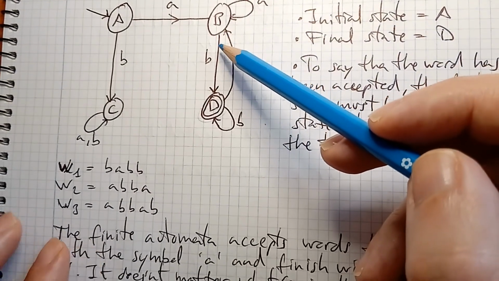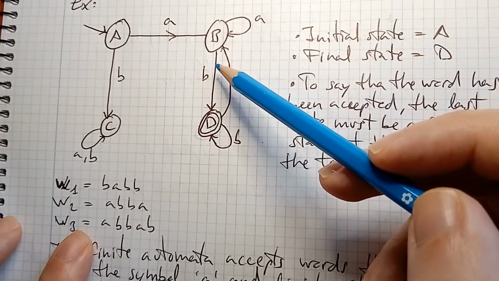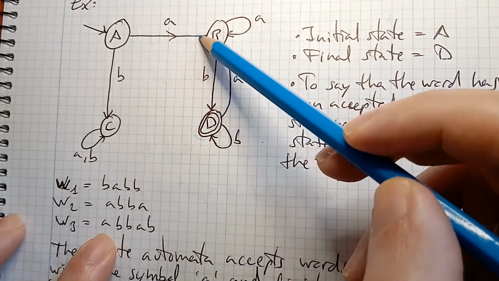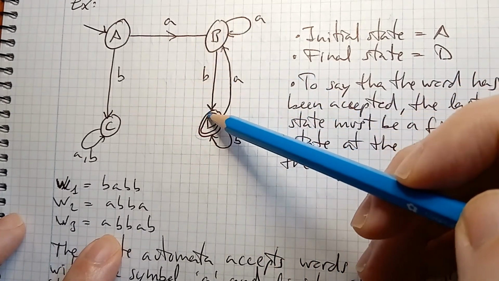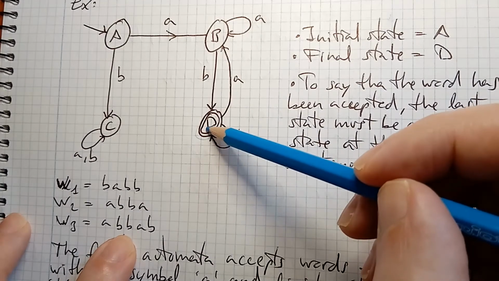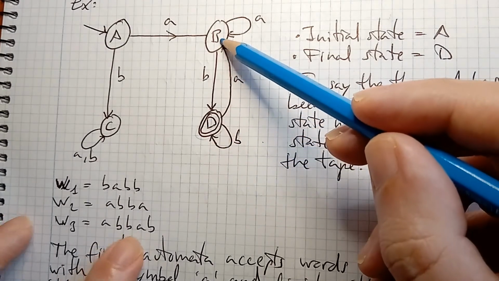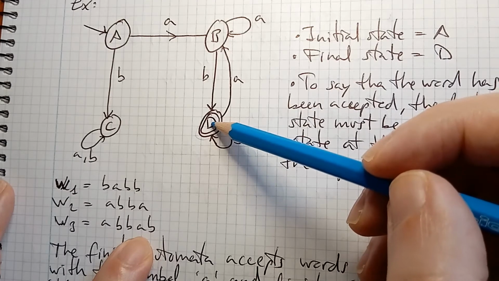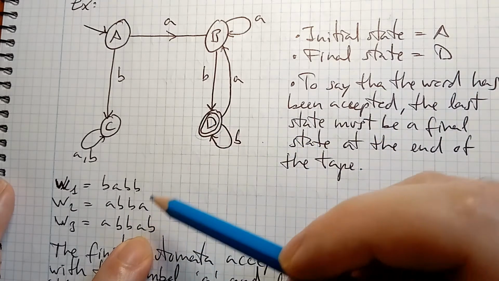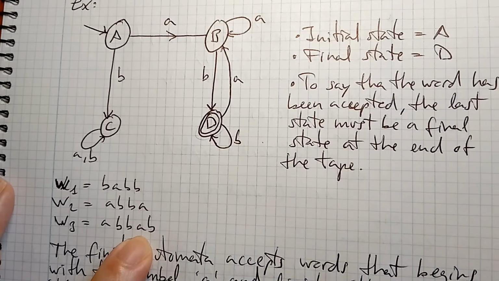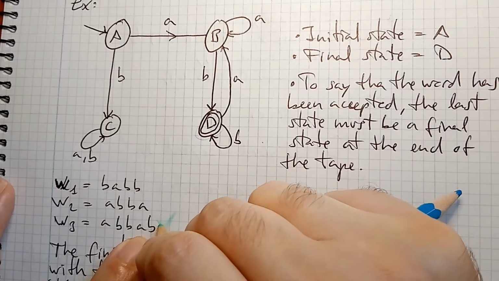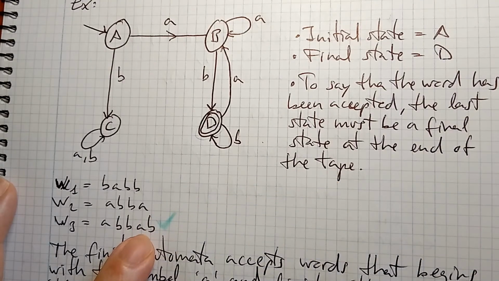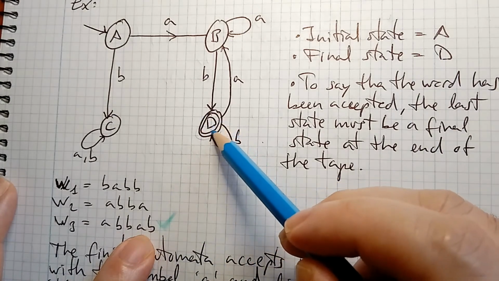And to finish the examples, word 3 begins with an A, B, and then a B, and then an A, but a final B. So word 3 is accepted because it ends in a final state.